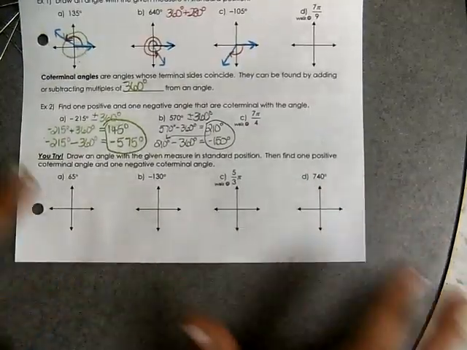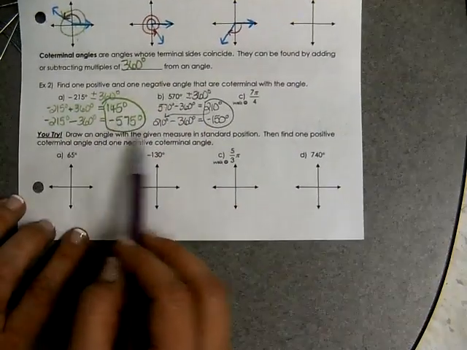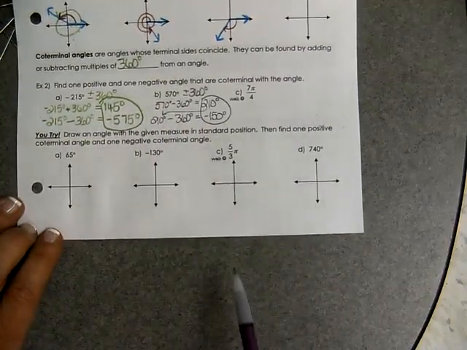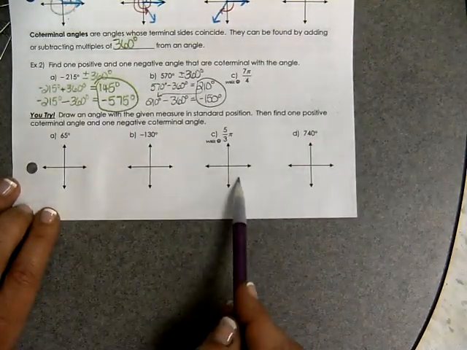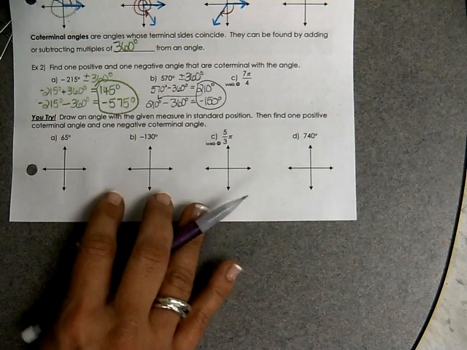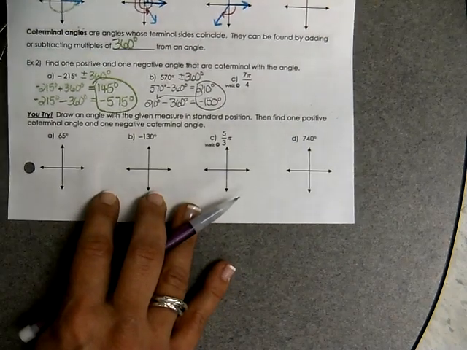So I'd like you to practice, though, the idea of drawing an angle and finding one positive and negative coterminal angle in the U try. But which one are we going to skip for right now? C. So skip letter C. And then you guys at home can pause and try it yourself.